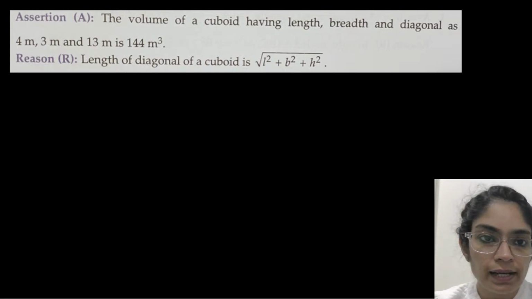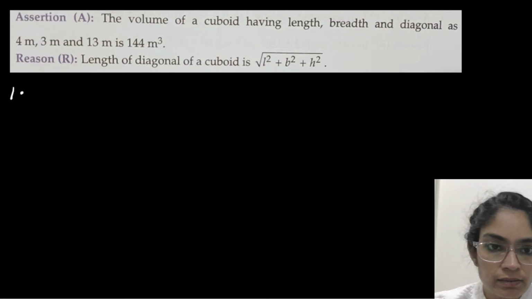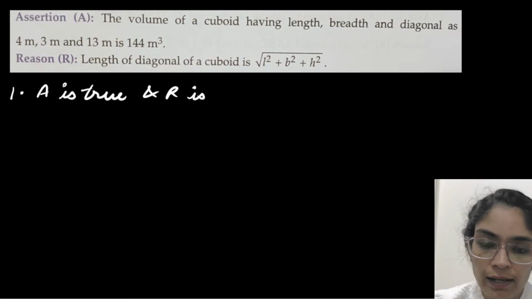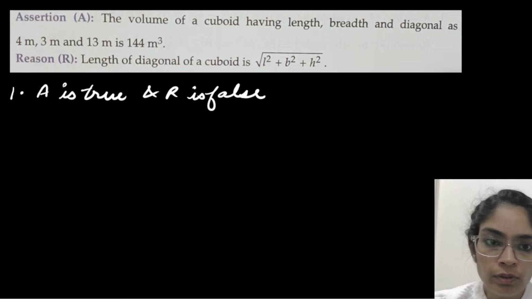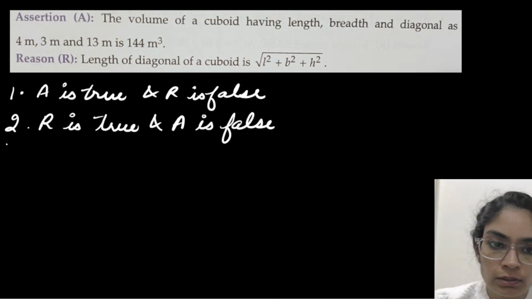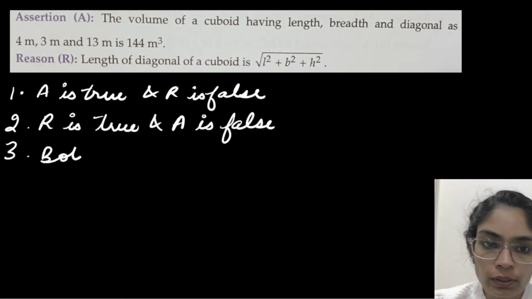First of all, I'll tell you the options, I just forgot to paste them here. The first option is A is true and R is false. The options will be provided to you. A is true, R is false. R is true and A is false. R is the reason and A is the assertion. Two statements are given to us. The third option: both A and R are true.